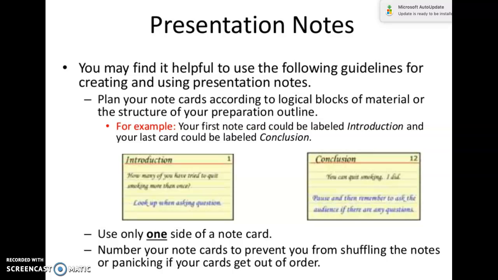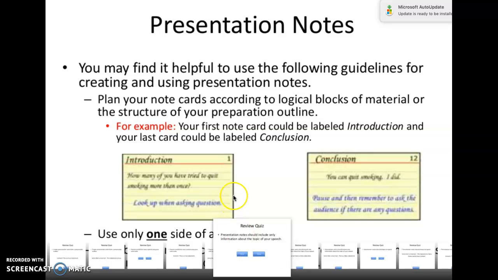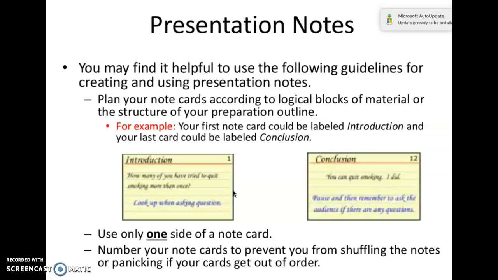You may find it helpful to use the following guidelines for creating and using presentation notes. Plan your note cards according to logical blocks of material or the structure of your preparation outline. For instance, you're going to have one card that's labeled intro and one that's labeled conclusion. You're going to only use one side of your note cards, and remember to number your cards. You're going to have cards numbered 1 through 5. You need 5 note cards for this assignment.